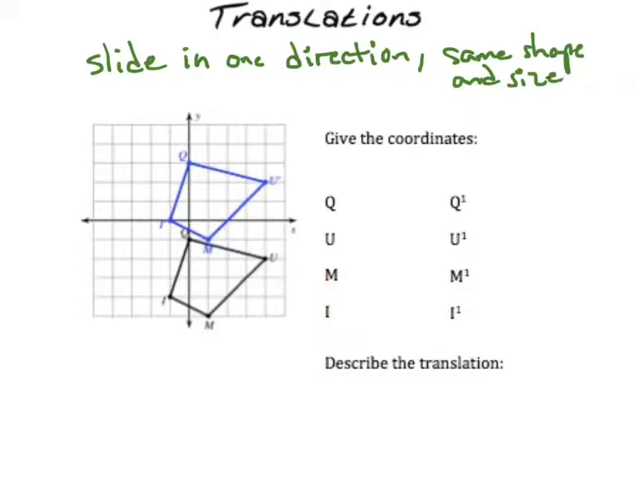So we would say that this is congruent because the shape of this and the size of this is the same as the shape of this and the size of this. So it is congruent. But we don't need to know that yet today.